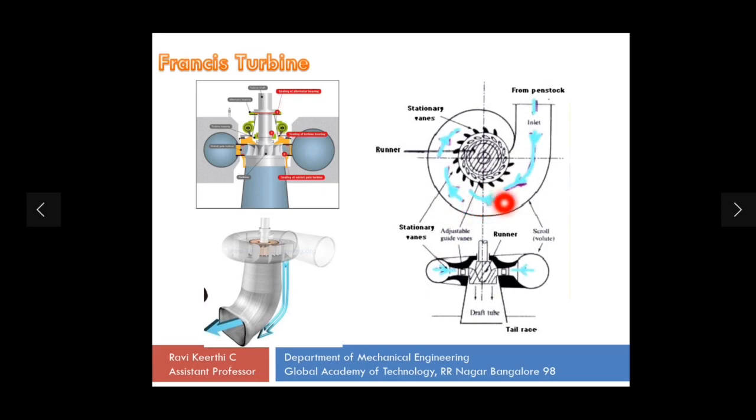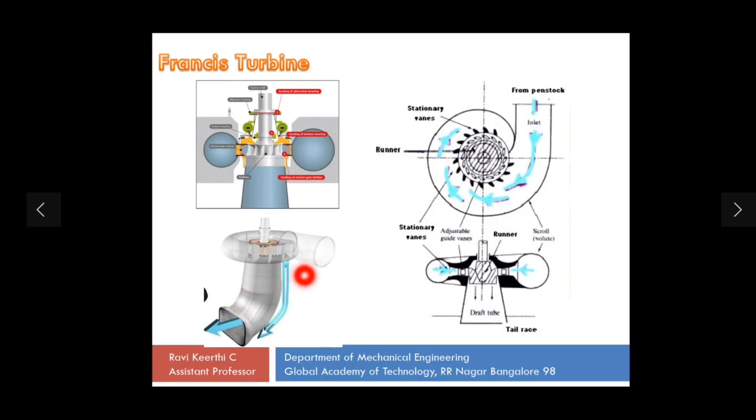So this is the top view and this is the front view of the turbine, right? The same diagram is given over here. So here you can understand, in this particular diagram, you can see the draft tube that is enlarged at the lower end.